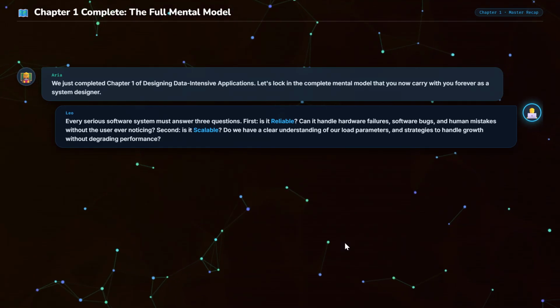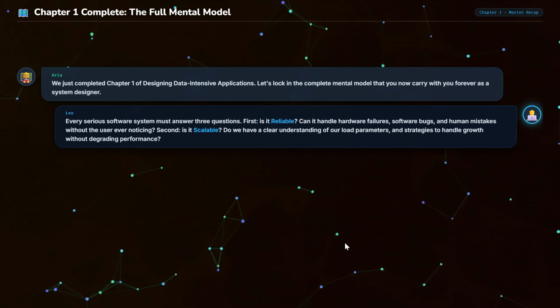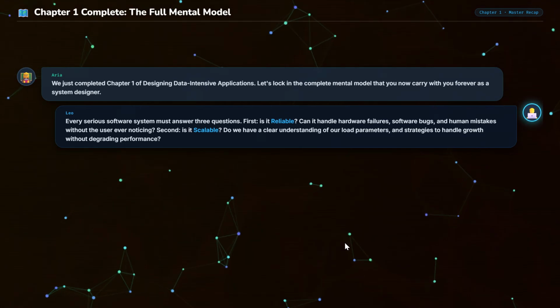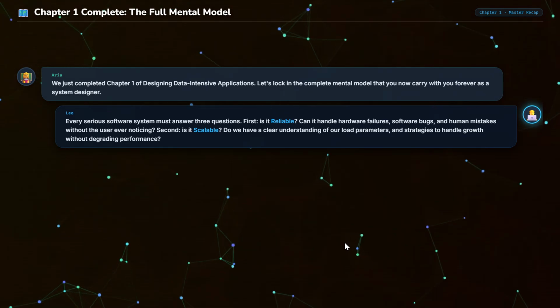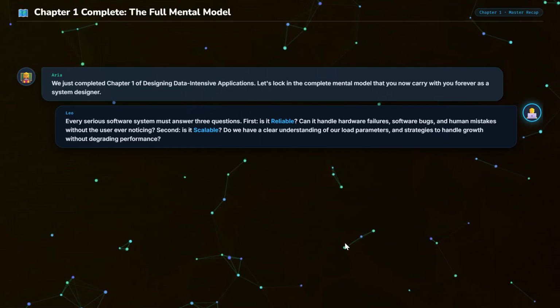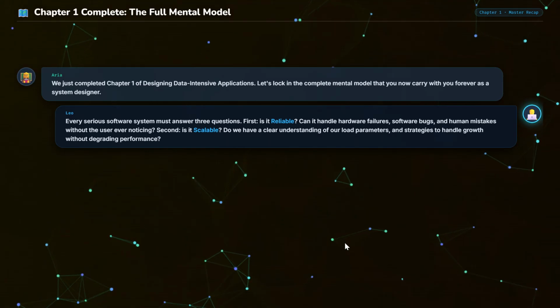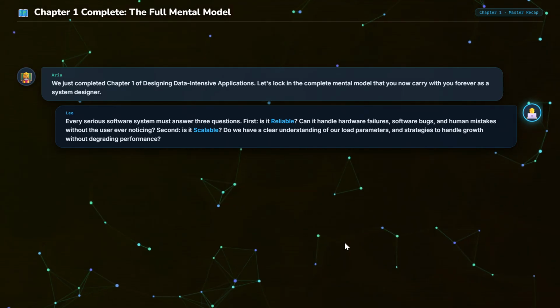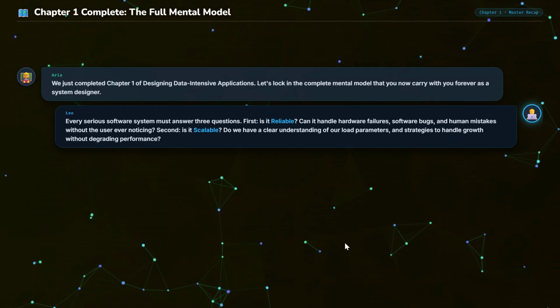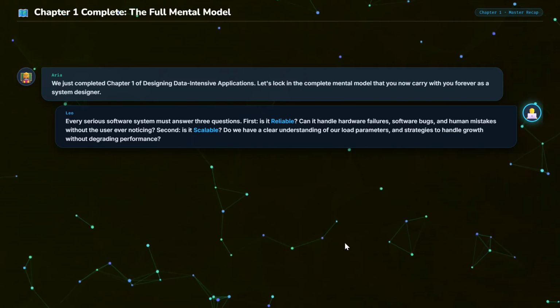Second, is it scalable? Do we have quantified load parameters? Do we track percentiles rather than averages? And do we have deliberate strategies for handling growth like Twitter's hybrid push-pull architecture?